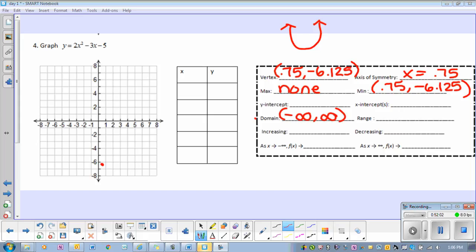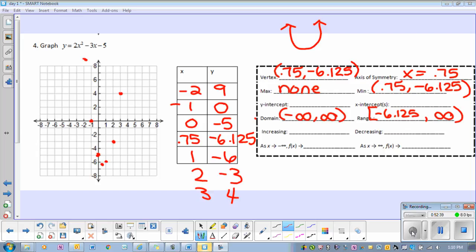It has to start at the y number of your vertex. Do you agree? Yeah? The y number of your vertex is negative 6.125. And then since it's a U shape, it's going up to where? Okay. So I realize I didn't graph it yet, but I can get the range. Okay.